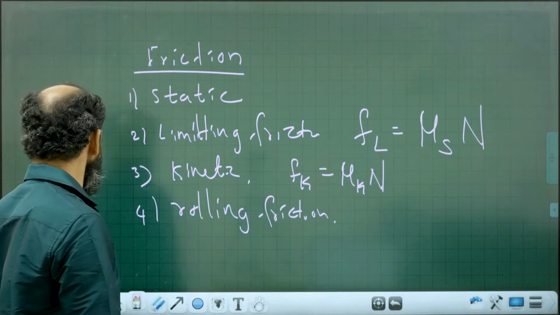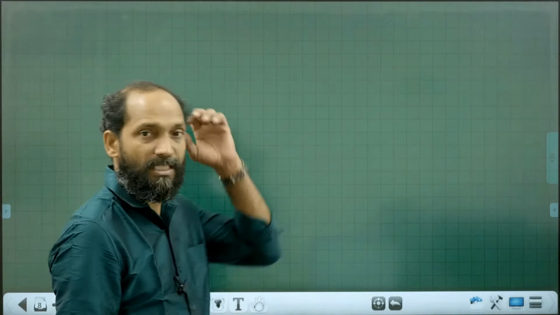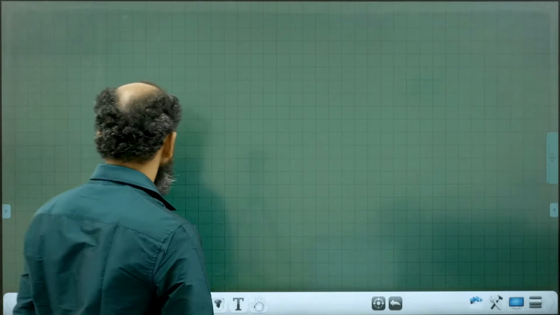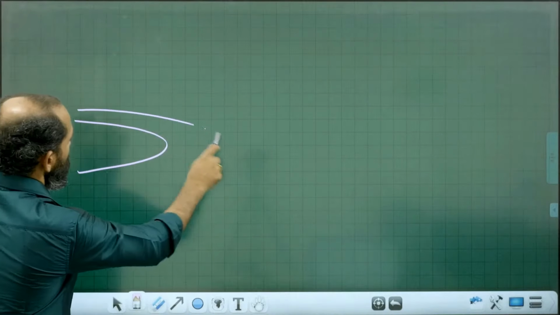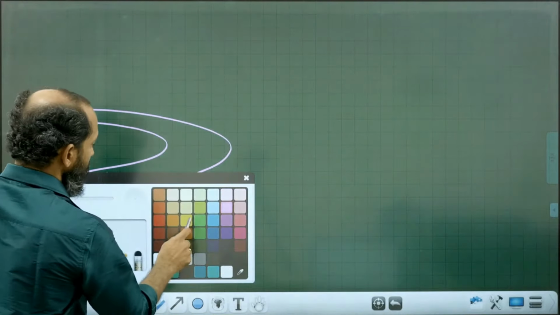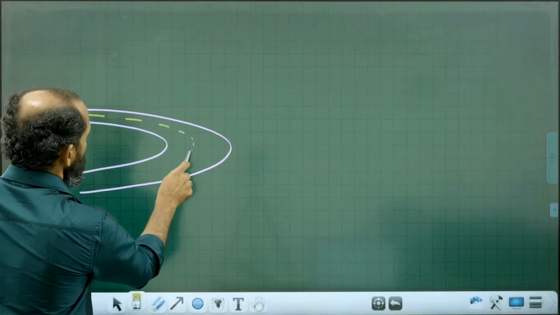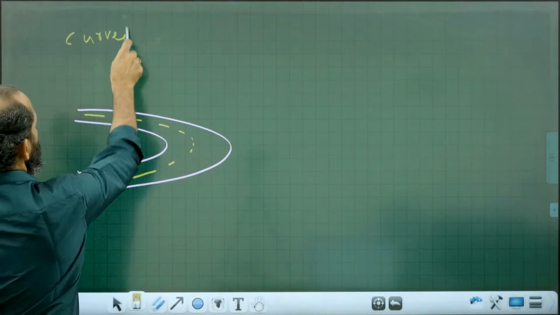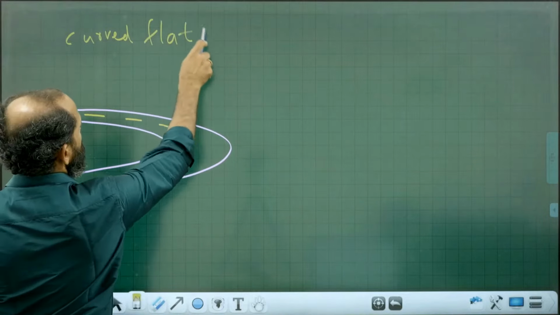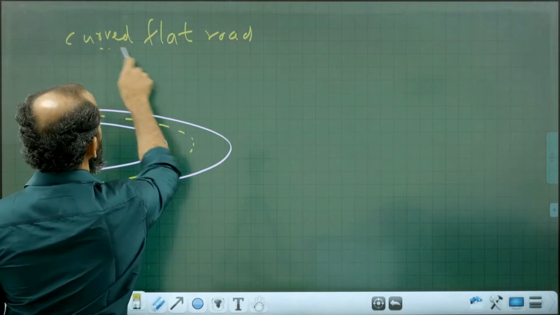Now applications of friction, the last topic of the chapter, that is motion on a curved road. That's the very important application of friction in this chapter. Motion on a curved road. You have a curved road like this. It's the most important topic of this chapter. Curved flat road.